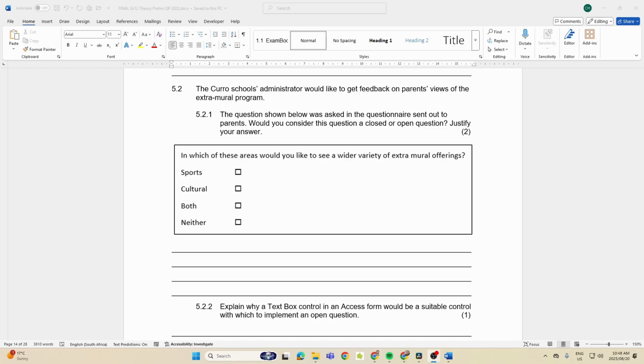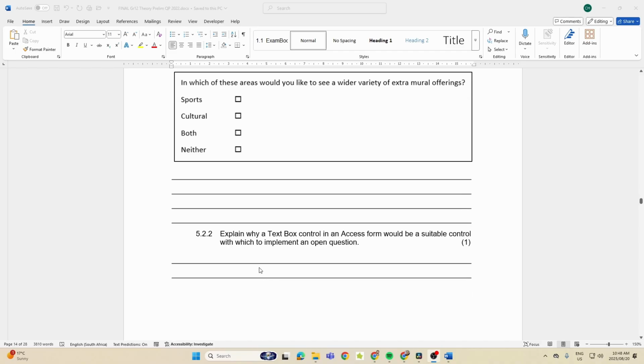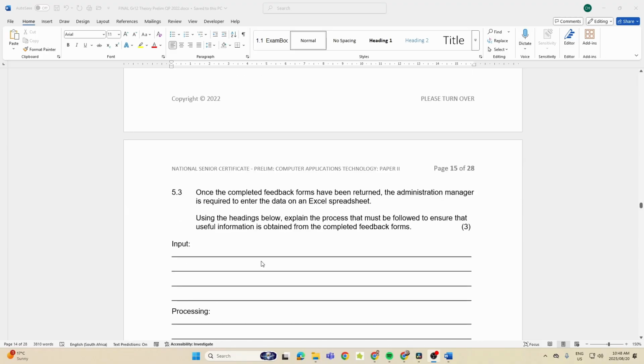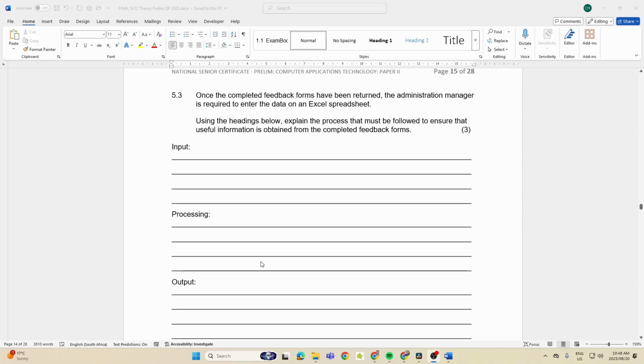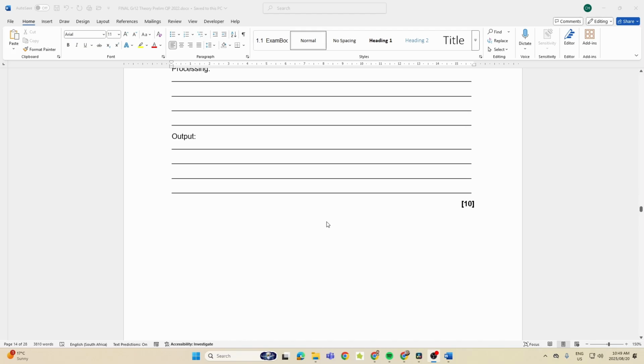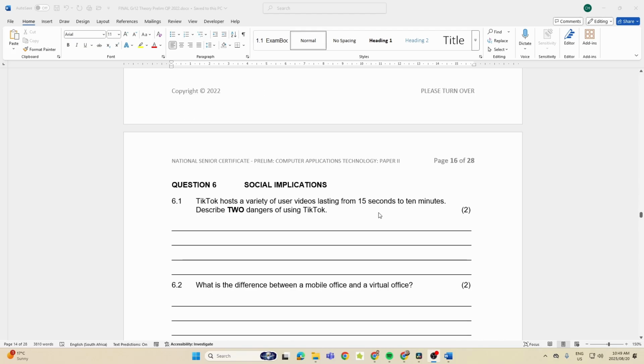Then they talk about your questionnaire. You've then got that, and they're referring you to an electronically created questionnaire, like the one in Word. They'll talk about open questions and closed questions. Okay, so yeah. This is one that always comes up, your input, processing, and output. They'll give you a scenario and then ask you, in doing this, can you explain where input comes in? Can you explain processing in this scenario? Can you explain output in this scenario? So please answer to the scenario.